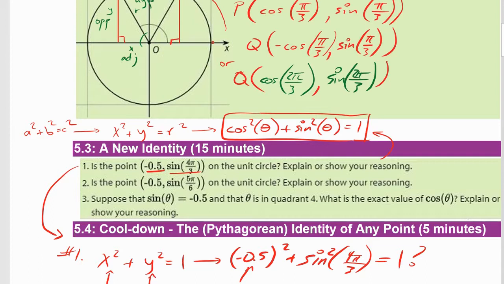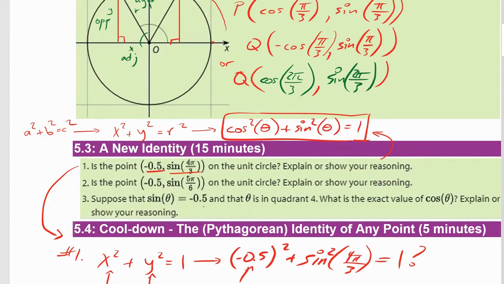You may use a calculator. I do not see any harm in trying that, especially for the 4 pi over 3 squared. And actually see what you get when you do that. All right, see if you do 4 pi, so do that divided by 3, press sine, square it, and then add it to the negative 0.5 squared. See if that gives you 1.